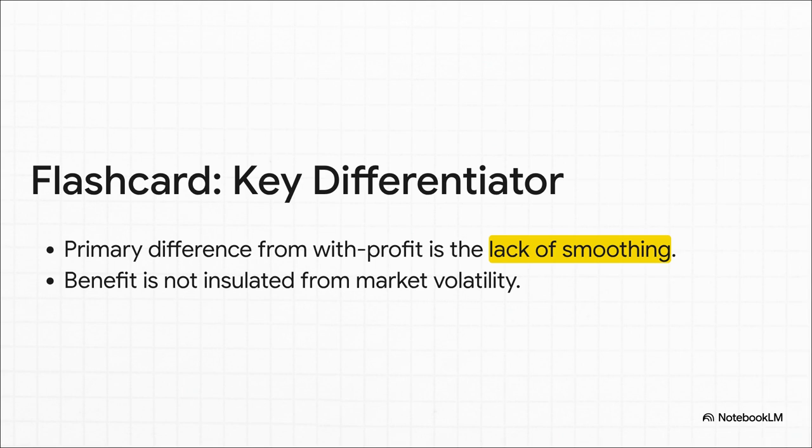And last one, the key differentiator. When you're comparing this to with profits, what's the number one thing to say? It's the lack of smoothing. No safety net. The policyholder is completely exposed to the ups and downs of the market. That is the fundamental difference.